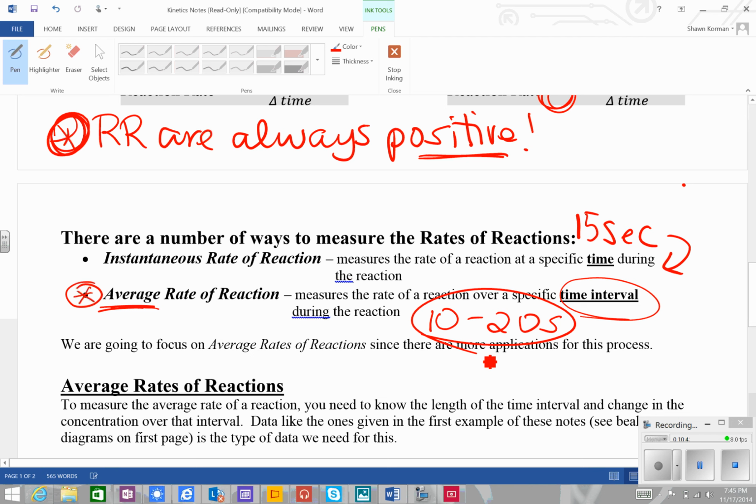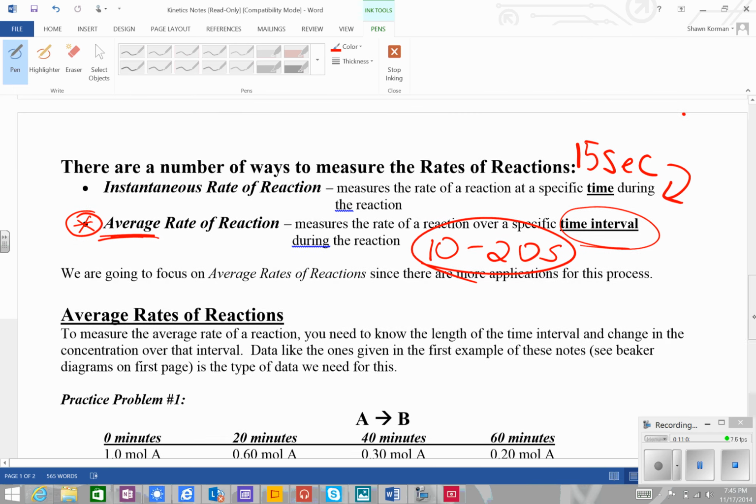Okay, that's an interval. We're going to be doing the interval types because the instantaneous ones, really you have to graph and find the slope at a specific point on the graph. And it's really hard on the AP test for them to ask those kinds of questions. So typically we're going to see average rates of reactions type problems. Okay, but I do want you to be familiar with that term.